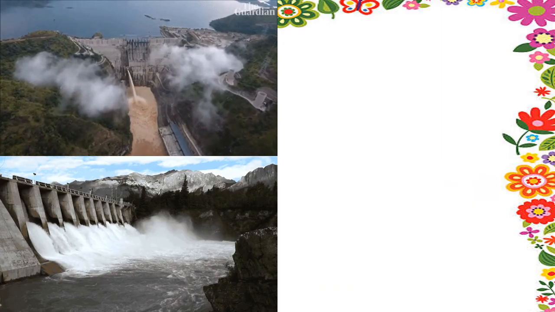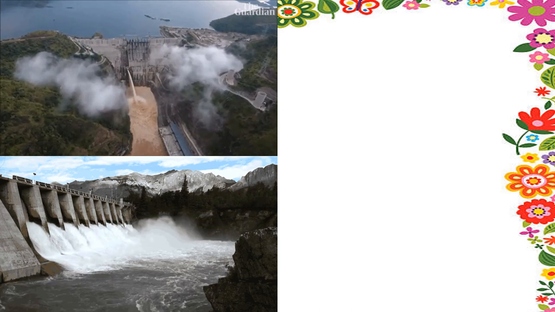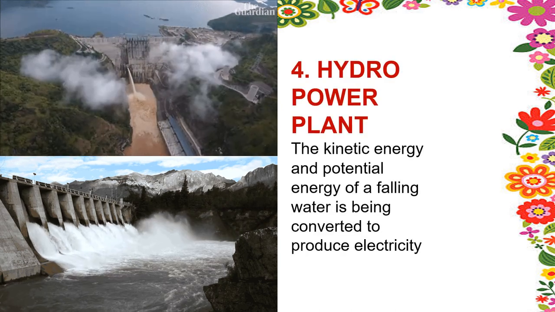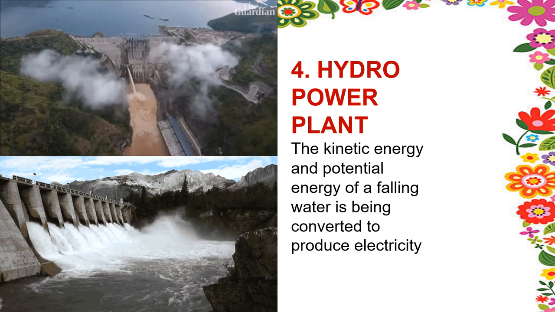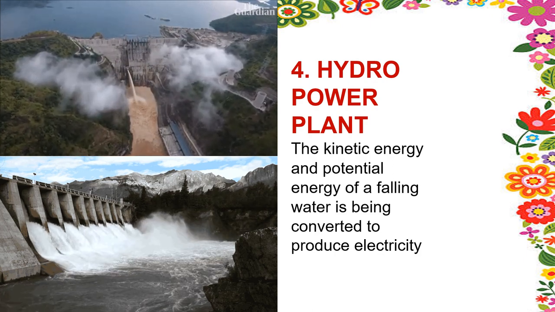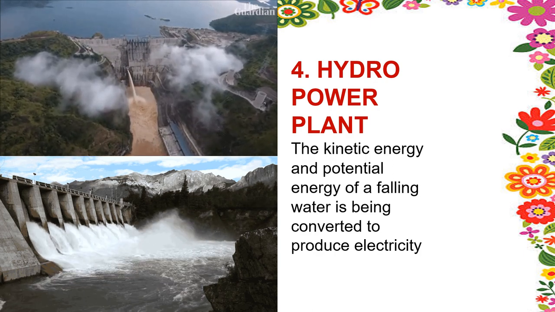Next is hydropower plant. Hydropower energy is usually associated with dams since there are only a few waterfalls in the country. The kinetic energy and potential energy of falling water is converted to produce electricity.